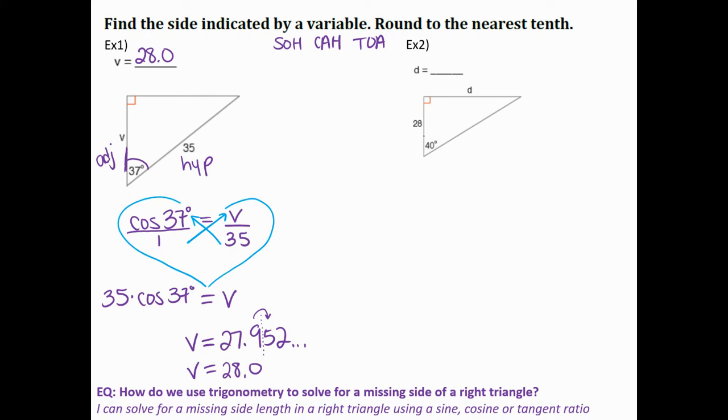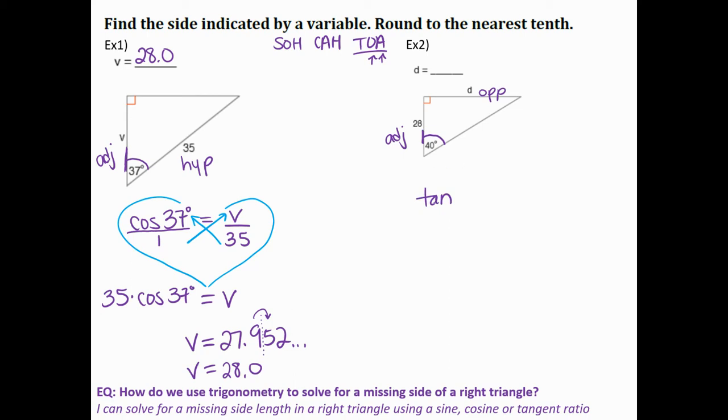Let's go on to example 2. We're going to follow that process again. Mark the angle. Then I'm going to decide which sides I have. So I see D is across from 40, so this is going to be my opposite. And then 28 is kind of that next to or touching the angle, so this is adjacent. So I have opposite and adjacent. We're going to check SOHCAHTOA. Up here, I see, oh, right here, I have opposite and adjacent. So this time I'm going to use tangent.